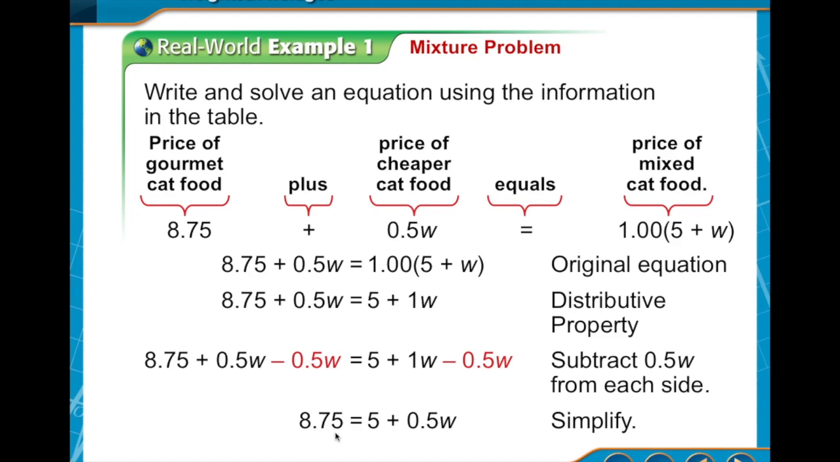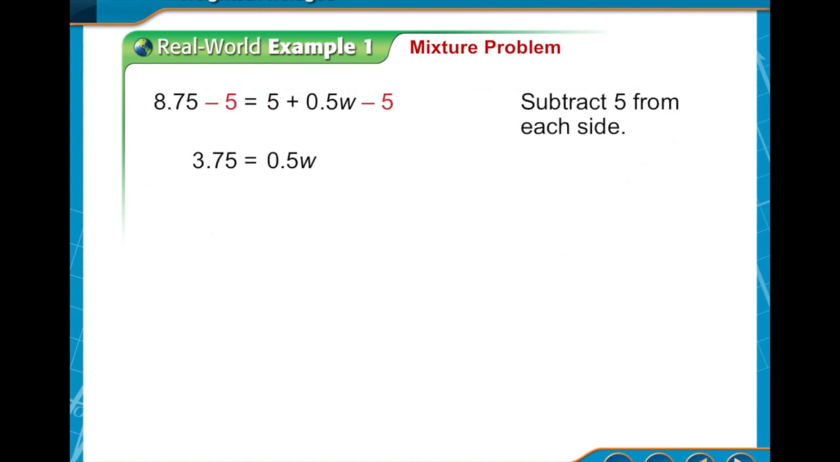So here we see a variable plus some number equals some number. We don't need this 5 here because we want W alone. So this is just extra. We don't want that. So we'll get rid of it by subtracting 5 from both sides. So on the right, we get 0.5 W or 1/2 W. And on the left, when we subtract 8.75 and 5, we get this 3.75 number.